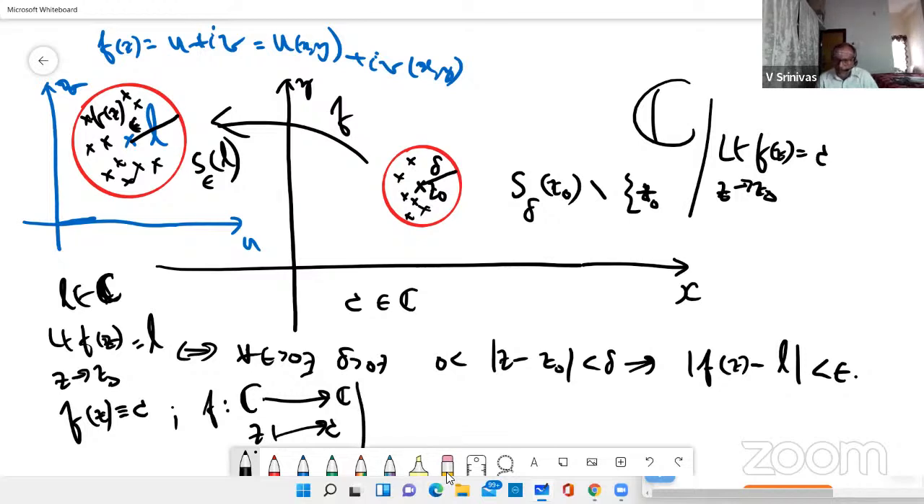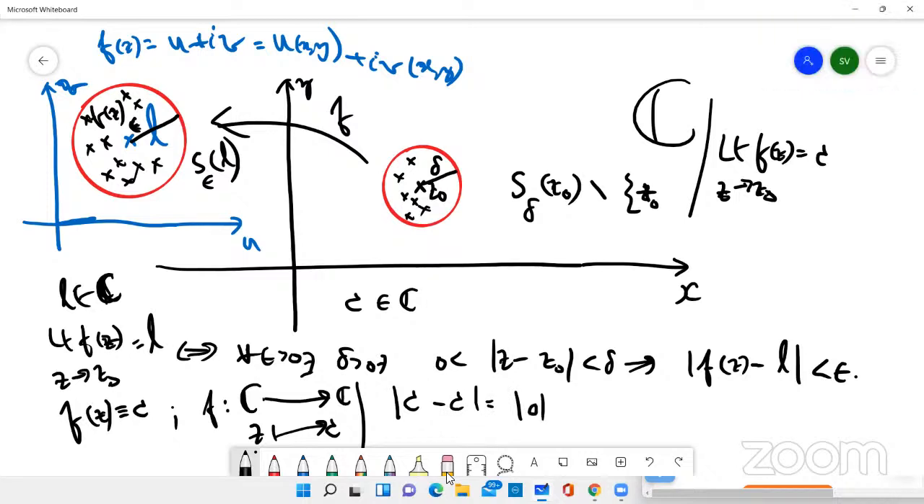So what shall I check? I should start with this. What is my f(z)? My f(z) is c. I want to claim L to be c. What is c minus c? If c is a complex number, c minus c is 0. Epsilon is positive, so I can write 0 is less than epsilon.